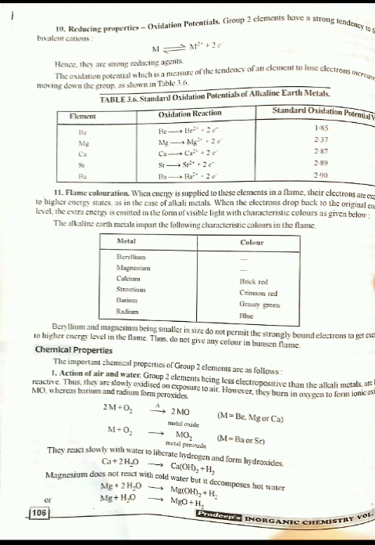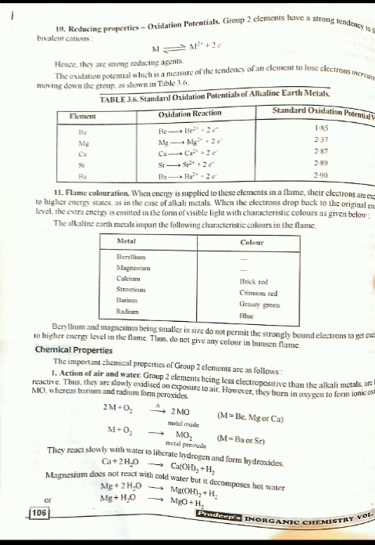Tenth, reducing properties, oxidation potentials. Group 2 elements have a strong tendency to form bivalent cations. Hence, they are strong reducing agents. The oxidation potential, which is a measure of the tendency of an element to lose electrons, increases on moving down the group, as shown in Table 3.6.